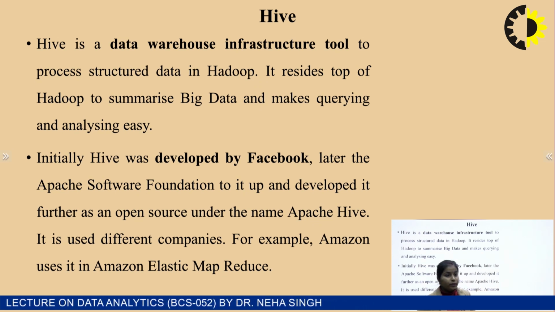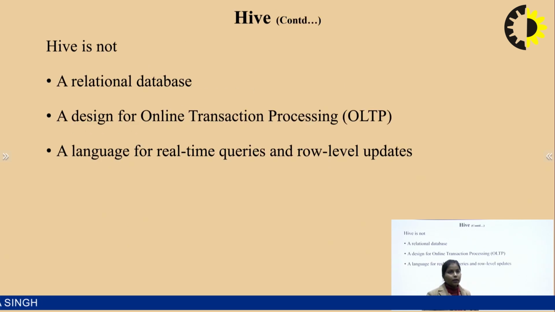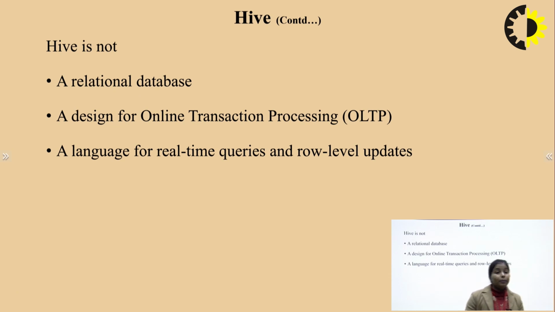It is used in different companies. For example, Amazon uses it as Amazon Elastic MapReduce. Now Hive is not a relational database, and not designed for online transaction processing, nor a language for real-time queries and row level updates.